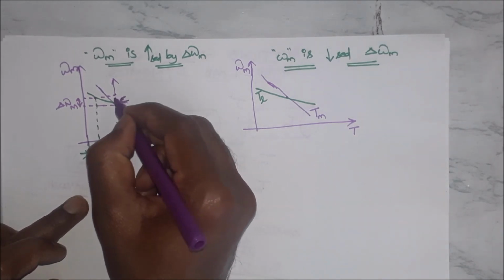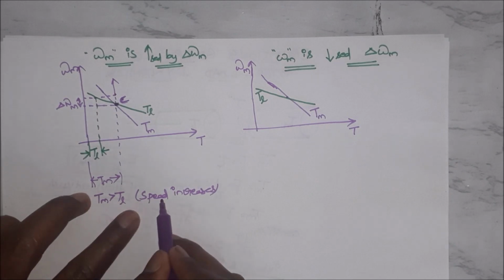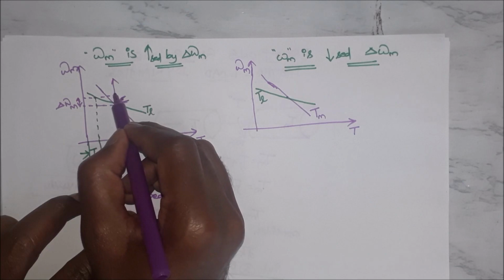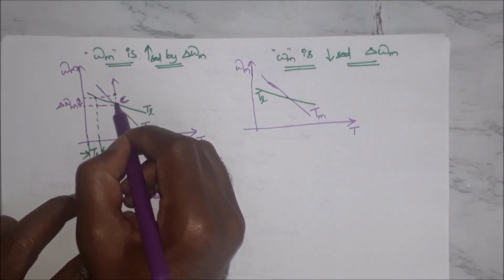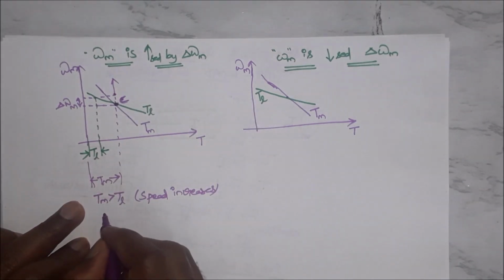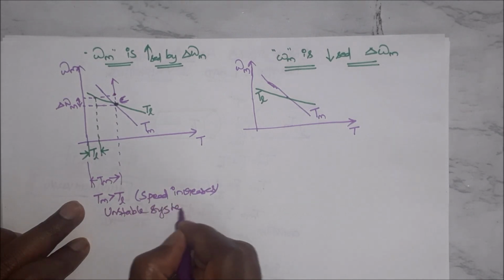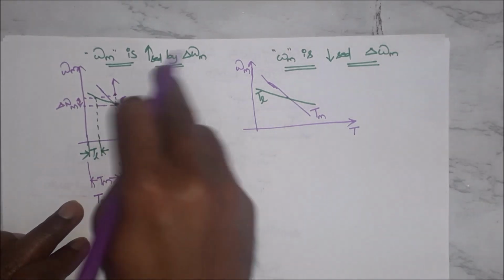Okay, so if you increase the speed by delta omega m, in this case your motor torque is becoming greater than load torque, therefore your speed is increasing, right? Your speed is again increasing from this point. So your operating point is getting away from this operating point. Okay, so steady state or stability is not achieved, hence the system is an unstable system. This is when increasing your speed.